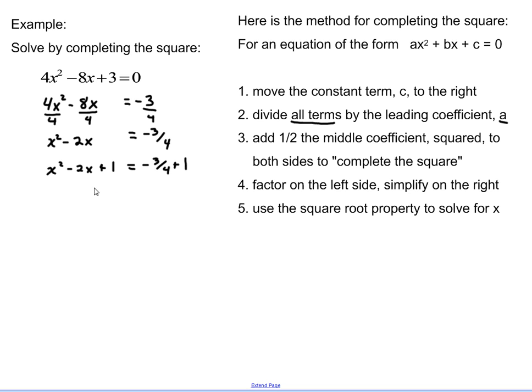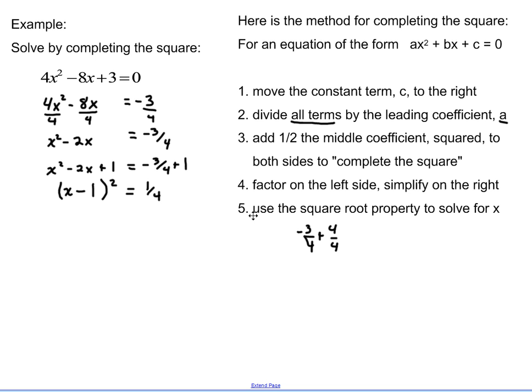All right, so now we factor on the left. Factor on the left-hand side, we're going to get x, the square root of the first term, minus, the sign from the second term, 1, the square root of the last term, squared. We're going to have to simplify on the right. Now remember, if you add negative 3/4 to positive 1, negative 3/4 plus 1 is the same thing as 4/4. And so we're going to get a positive 1/4 on the right-hand side.